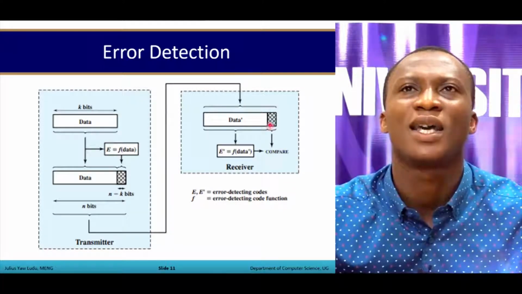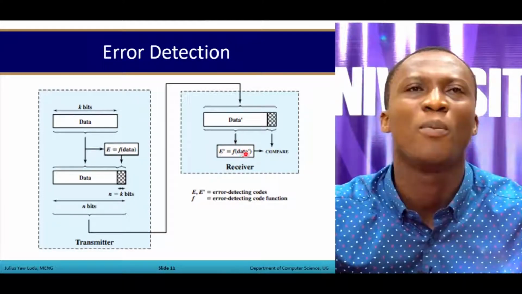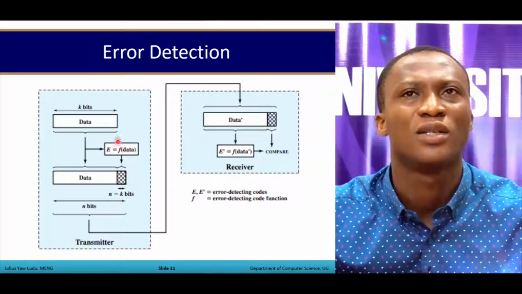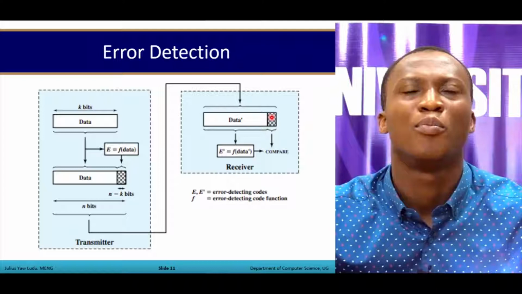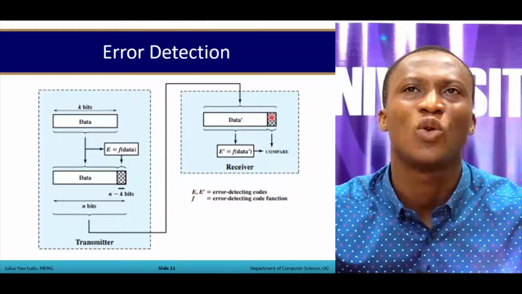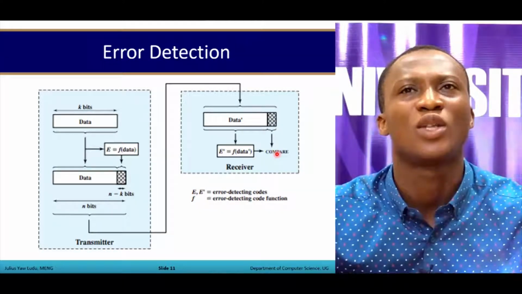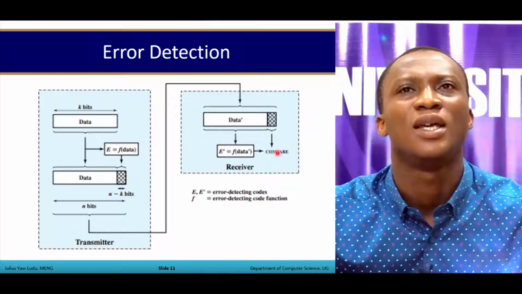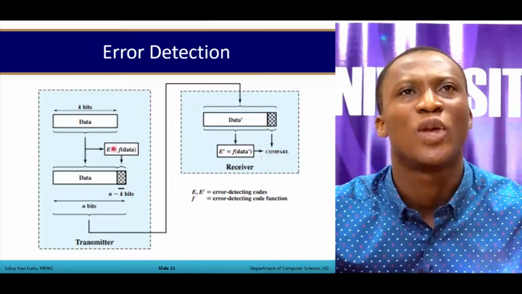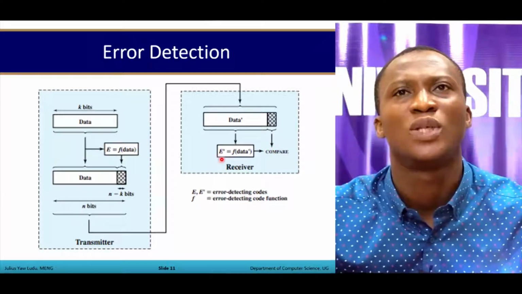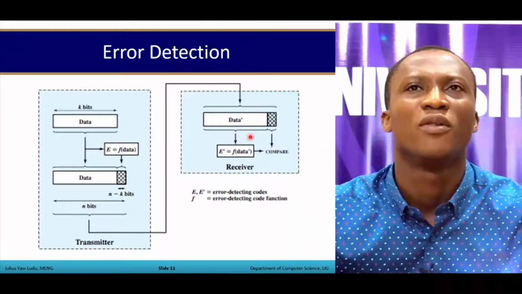Once the receiver gets the bit stream, it performs the same function on the data and compares the result to the received error detecting code. If it is the same, it means the data received is correct. If it is different, it means the data received has some bit of error. So we have the E and the E prime, which are the error detecting codes, and then we have the F, which is the error detecting code function.